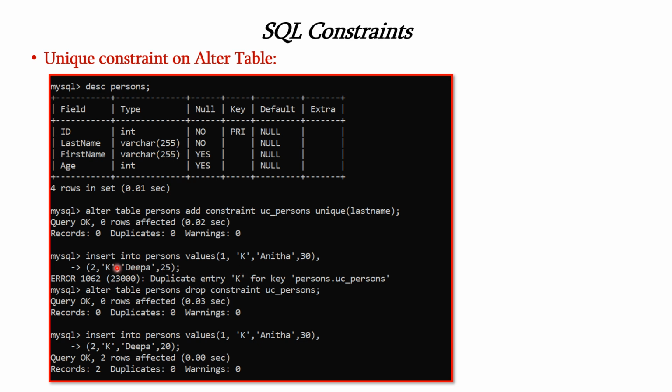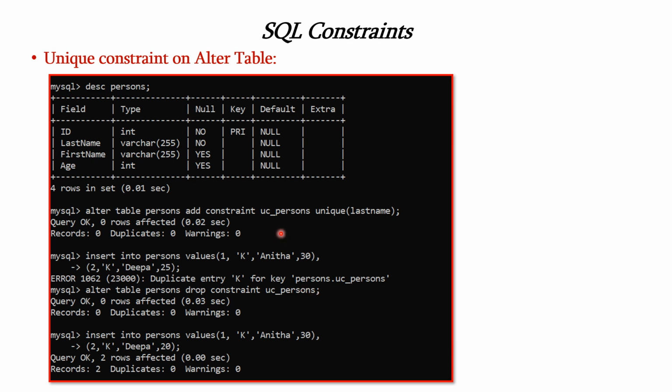So here we are inserting into the persons 2 rows, that is first row is having K for the last name, and second row is also having K for the last name. Since unique constraint is enforced for last name, it should create an error. So once we execute this query, we can see that there is an error. Duplicate entry K for key persons.UC_persons. So UC_persons is the constraint name.